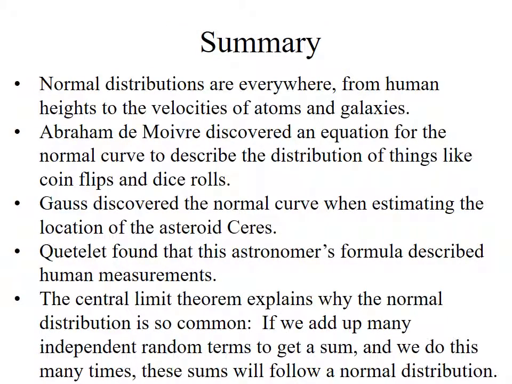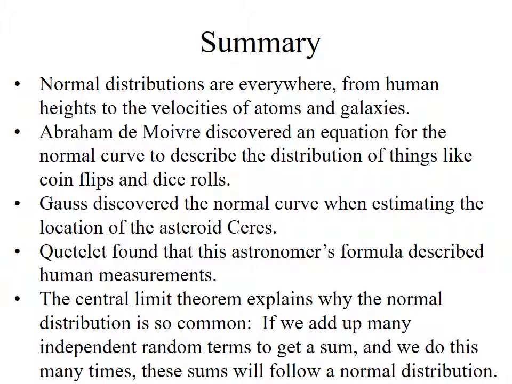All right, quick summary. Normal distributions are everywhere, from human heights to velocities of atoms and galaxies and everything in between. Abraham de Moivre discovered an equation, but he used it just as an approximation to describe the distribution of things like coin flips and dice rolls. Carl Friedrich Gauss independently discovered this in order to find the asteroid Ceres and was studying it as a distribution of errors made by scientists in their measurements. Quetelet found that this could describe human measurements, and then the floodgates broke open and people realized that this is an amazing, useful thing that we find very, very commonly in nature.